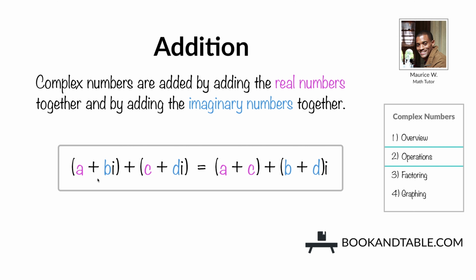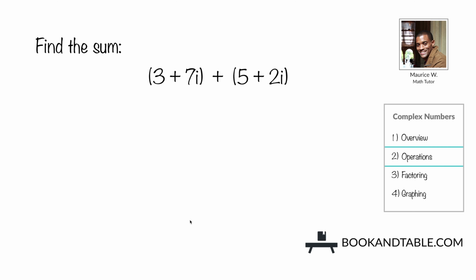So let's say we had a plus bi being added to c plus di. So in each one we have a complex number, a real part, and an imaginary part. So you would add a plus c, the real numbers, and then you would add that to the sum of the imaginary numbers, bi plus di, which would become b plus d times i. So for addition, add the real numbers together, add the imaginary numbers together.